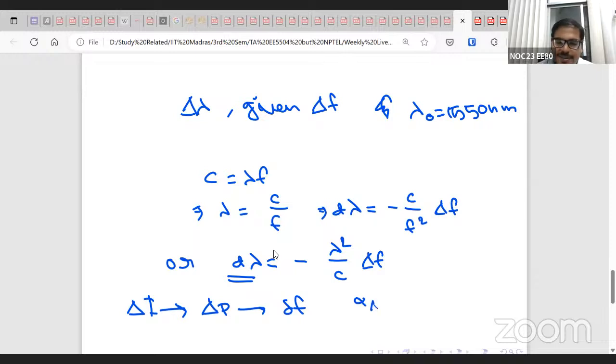Using what equation? Alpha, h... I'm forgetting it, so I don't want to write the exact equation. I don't exactly remember, but based on the change in power, you can get the change in frequency. And once you get the change in frequency, you have to convert it to the change in wavelength. That is how you're supposed to solve some questions about chirp last week.